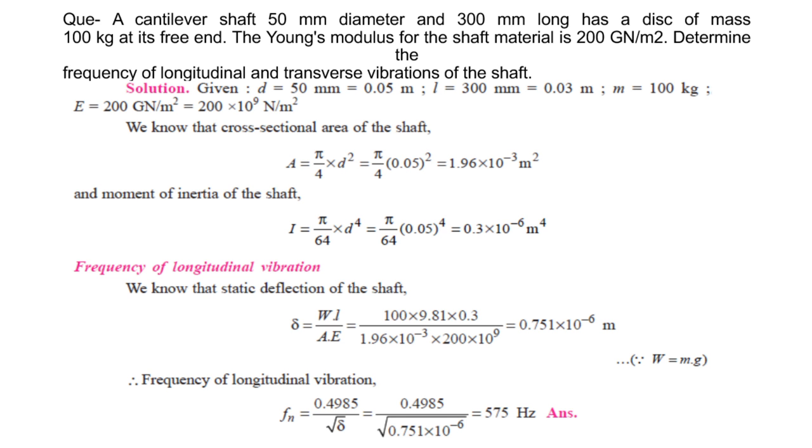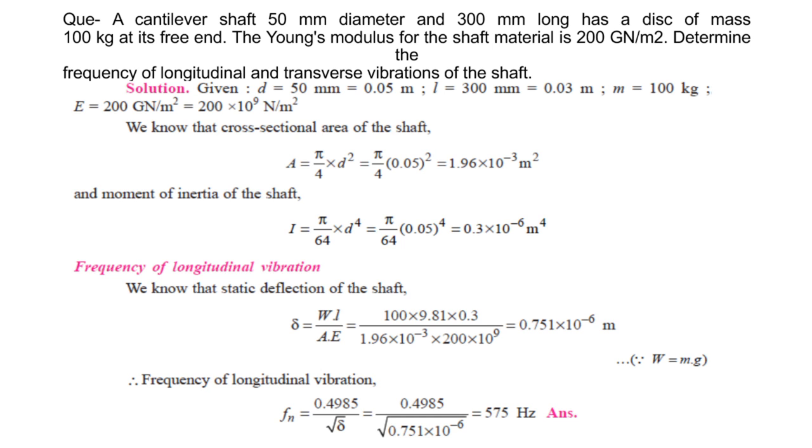These are simple problems. Next, one more problem is there. A cantilever shaft of 50 mm in diameter and 300 mm long has a disk of mass 100 kg at its free end. The Young's modulus for the shaft material is 200 giganewton per meter square. You have to convert this Young's modulus into Newton per meter square by multiplying by 10 raised to 9, to convert giga into Newton. Determine the frequency of longitudinal and transverse vibration of the shaft.